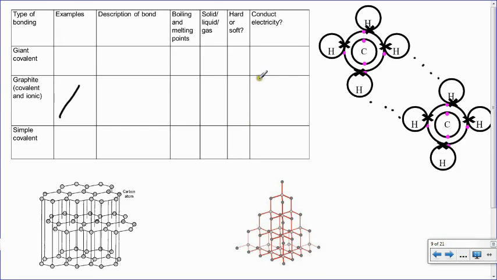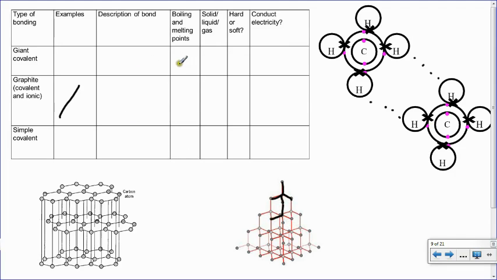So covalent next. These were the next three rows down on the table. Let's look at giant covalent first. Examples, this could be diamond or silicon oxide, which is sand. So description of the bond, it's a strong bond formed by sharing of a pair of electrons, and the electrons, think of them as being aligned along these lines. That's where the electrons are, so they're not really free to move. That's important when we're thinking about electricity.